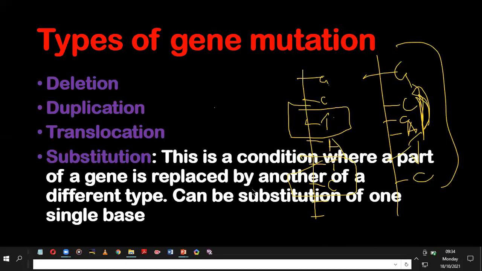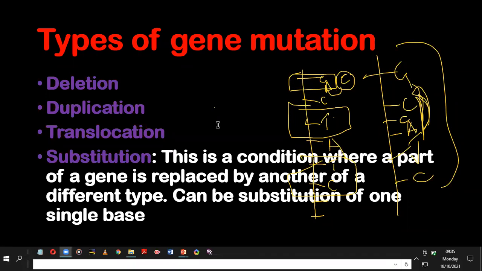Then with substitution, you remove base G and put another base. It's like you get G, you remove it and put another one, maybe C, maybe T. Now that is substitution. Even a substitution of one single base is enough. Actually, let me give you this. For sickle cell anemia, it is just one single base that is substituted. You remove C and put G. Just one single base, not even deleting, but substituting.